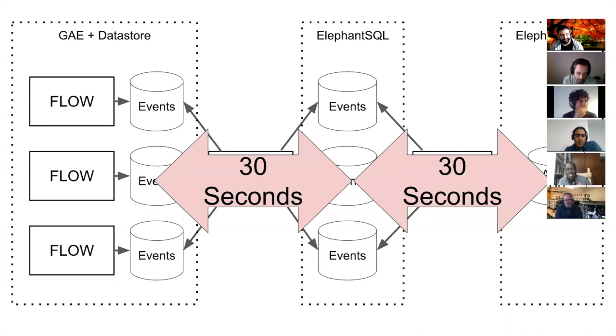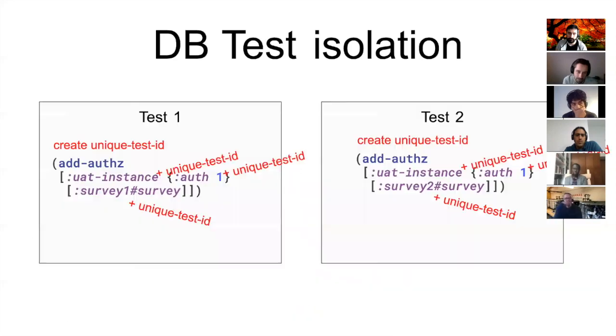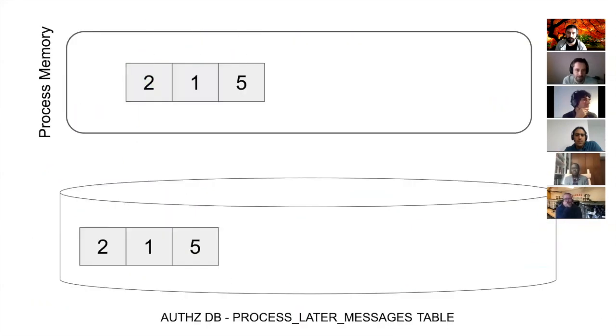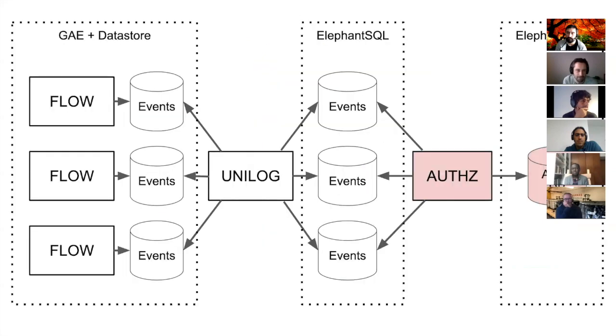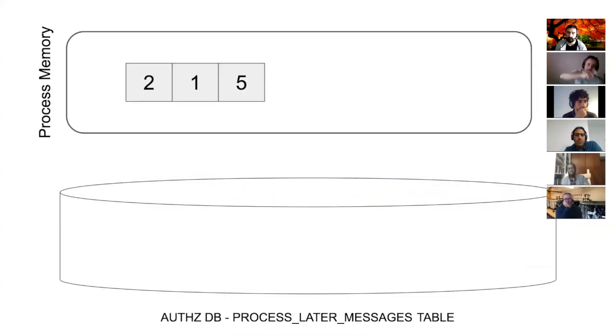I would love you to talk a little bit more about how, in the beginning, you talked about picking things from the Unilog and having a queue internally. Which one? The beginning. This one? No. This one? This one.